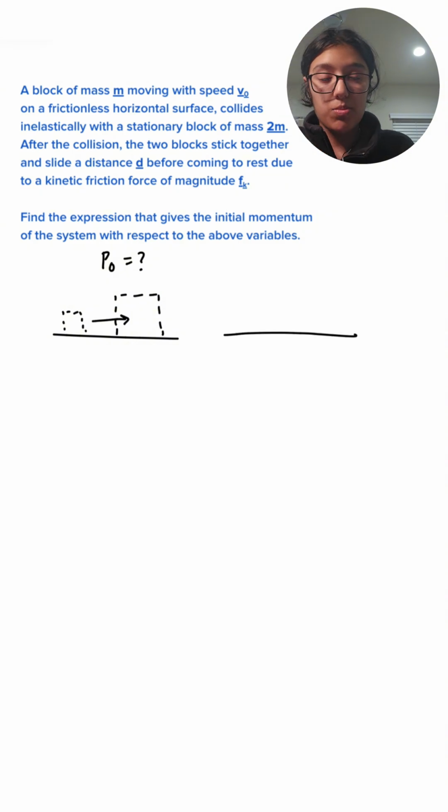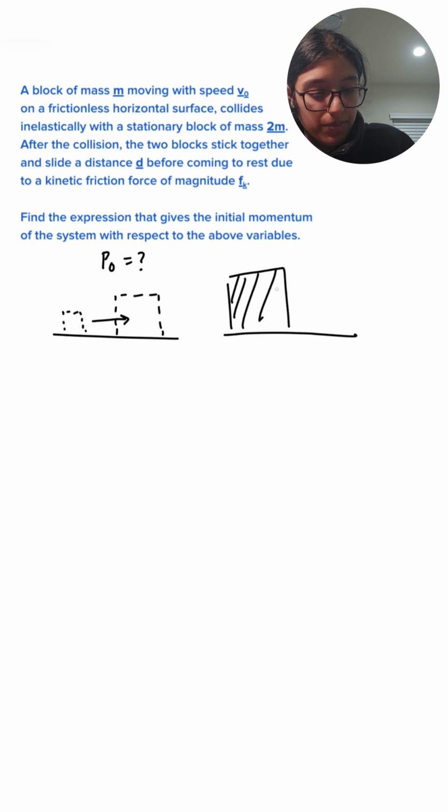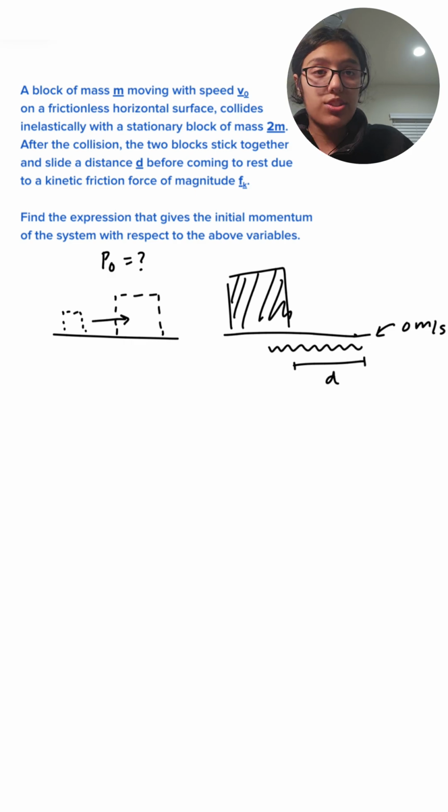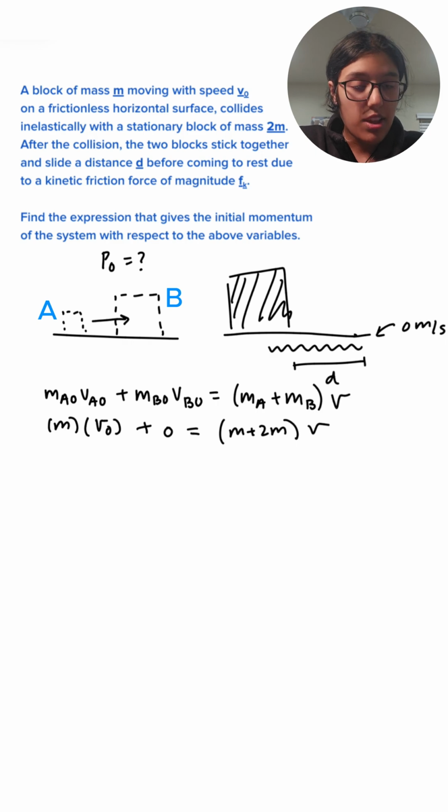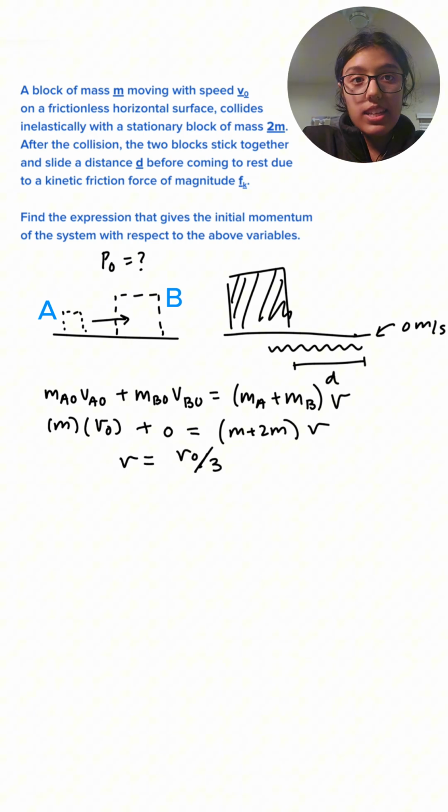The second part of this problem is that these two blocks combine into one very big block, let's say, and then on this surface there is some friction and it travels for a distance d before finally coming to rest. This part, let's just get on and apply that conservation of momentum. The conservation of momentum formula for inelastic collisions would be this equation right over here. Now let's substitute those values, and we don't know the final velocity, but we can find that out. So the mass cancels out, and this is our final velocity.